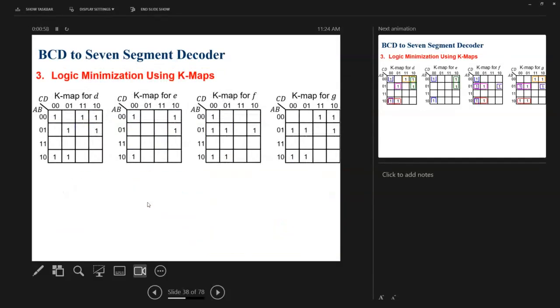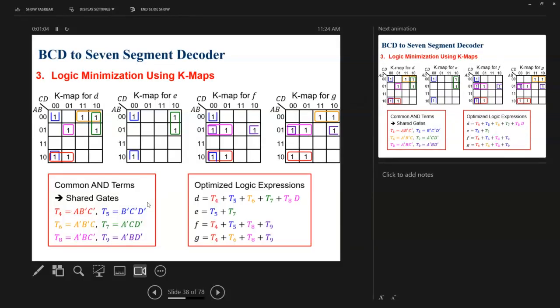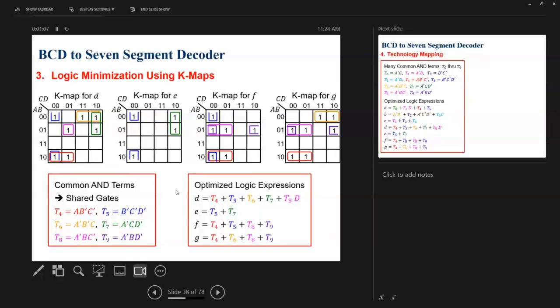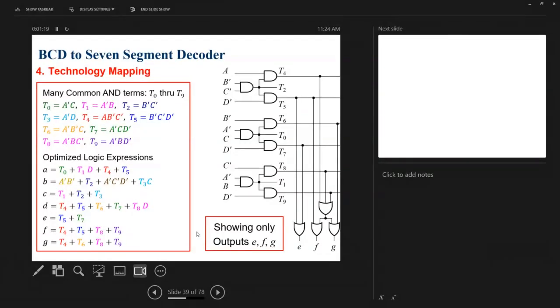So now what do we do? We draw the KMF for D, E, F, and G. So now we also have the expression, and then we express all these common terms. So we find the expression for D, E, F, and G. These are all the logical expressions for D, E, F, and G. And now we have identified the common terms. So we find all the common expressions, and then we do all the tricks.